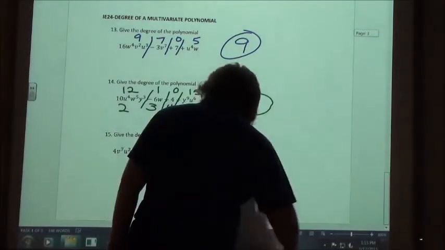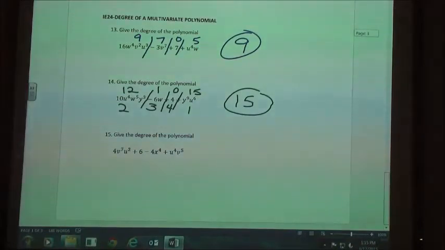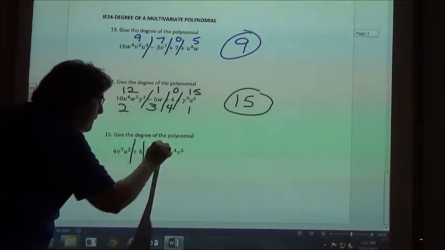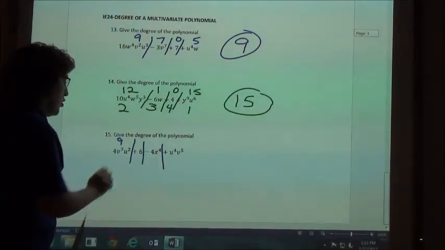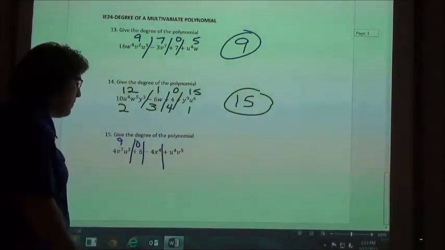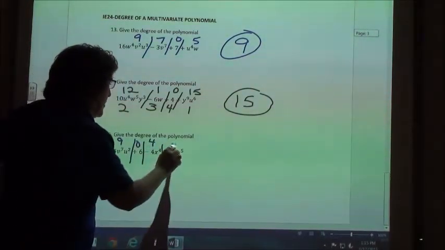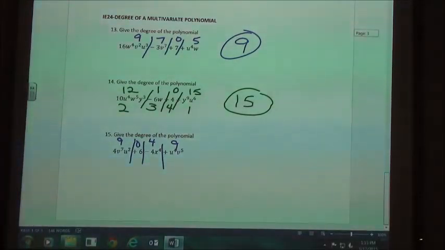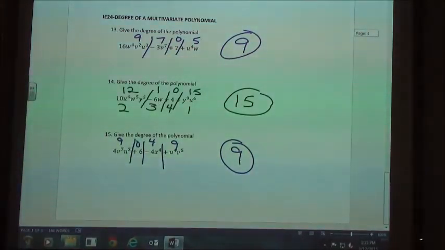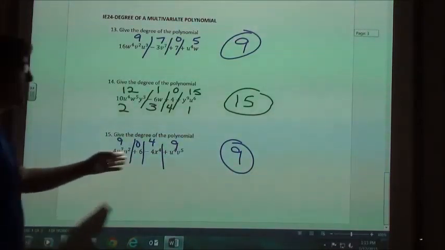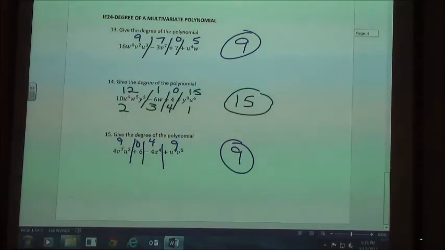So, number 15. We want to give the degree of our polynomial. We're going to find the degree of each of those terms. So the degree of the first term would be 9, the second term 0, the third term 4, and the fifth term 9. What's the degree of my polynomial? It's a tie, but it's still 9, even though they both had the same thing. And when you have something like that, it really doesn't matter which one you put first. They're both 9s. One or the other could go first and it'd still be okay.